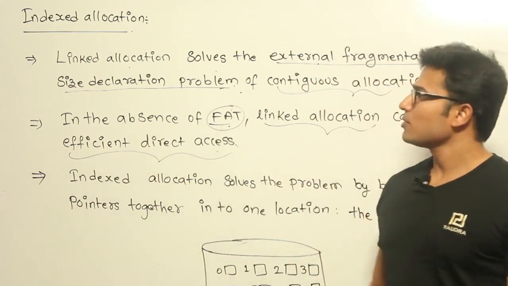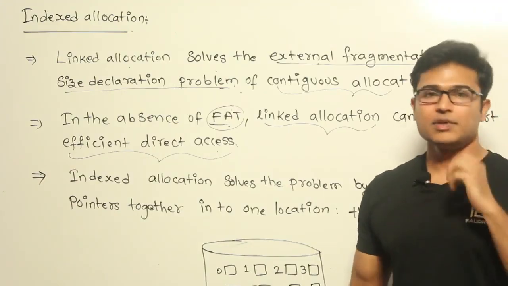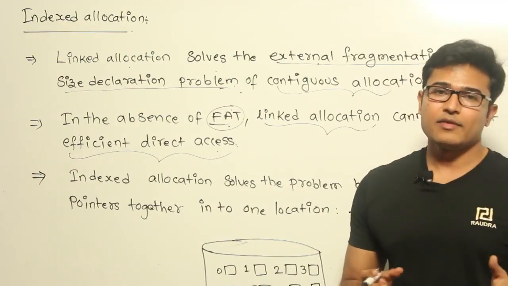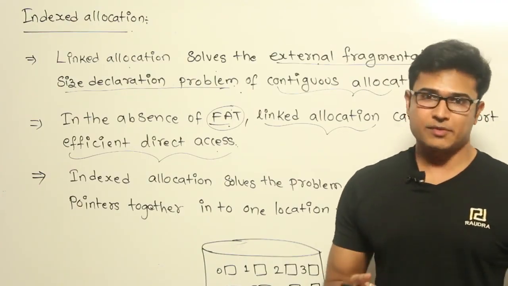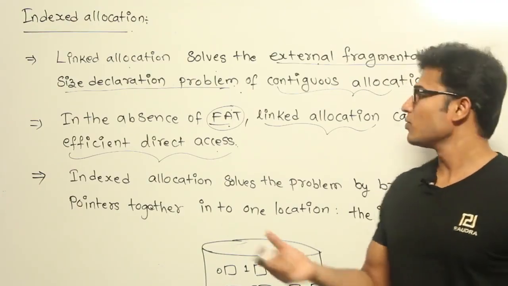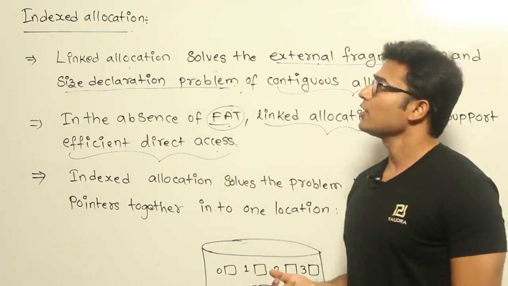Now what was the problem of the FAT? In FAT, the size of the FAT table itself is going to be very big, so maintaining it in the main memory is going to consume a lot of memory, right? For that reason, instead of going for FAT, we have one more solution which is called indexed allocation.